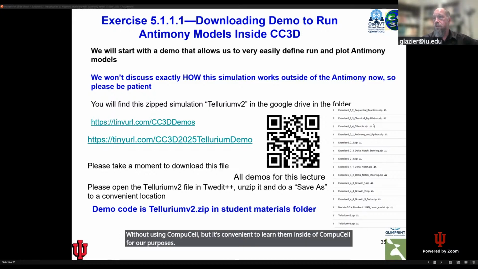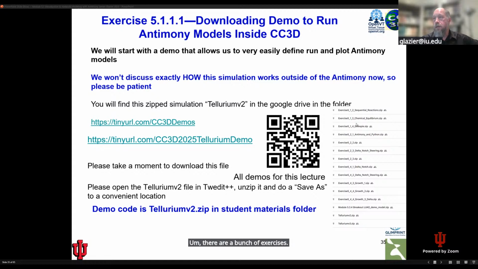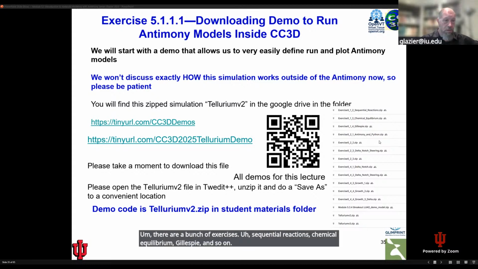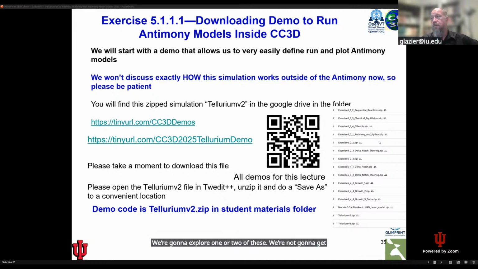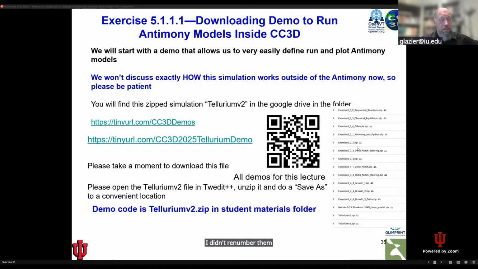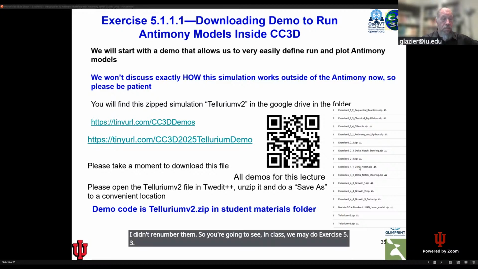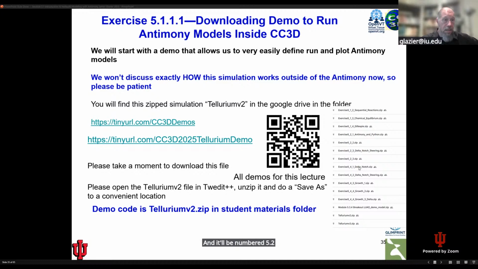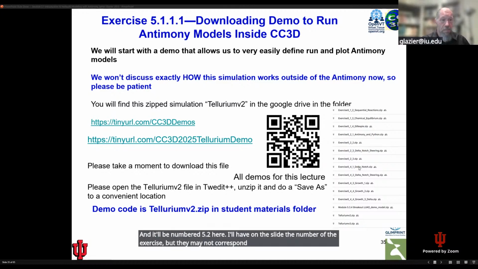There are a bunch of exercises: sequential reactions, chemical equilibrium, Gillespie, and so on. We're going to explore one or two of these. We're not going to get to do all of them today. And I apologize. Last time we did this, some of the exercises were under 5.2, and I didn't renumber them. So in class, we may do exercise 5.3, and it'll be numbered 5.2 here. I'll have on the slide the number of the exercise, but they may not correspond exactly to the number that I have on the slide.